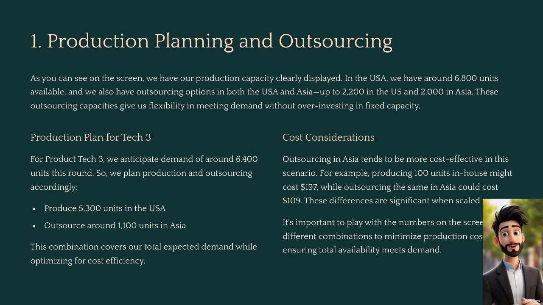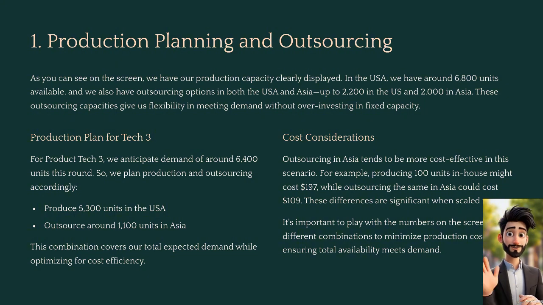For product Tech 3, we anticipate demand of around 6,400 units this round. So, we plan production and outsourcing accordingly: produce 5,300 units in the USA, outsource around 1,100 units in Asia. This combination covers our total expected demand while optimizing for cost efficiency. Outsourcing in Asia tends to be more cost-effective in this scenario.